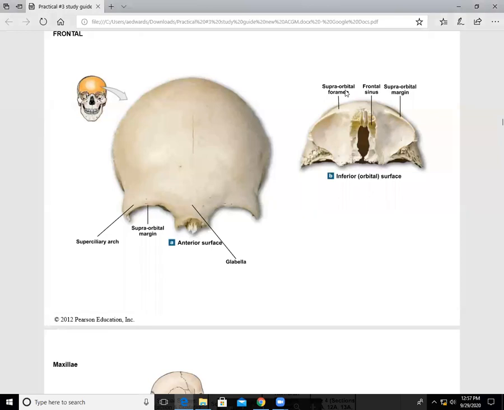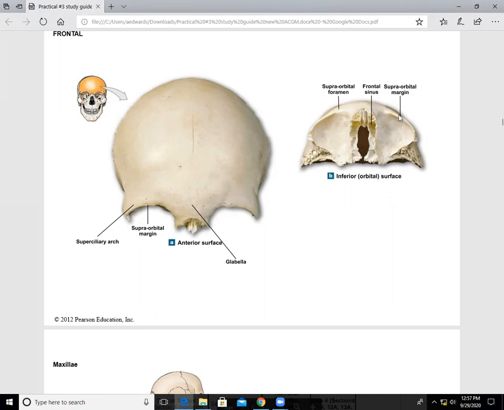All right, so let's look at the frontal bone. Again, it's another view of the glabella here between the eyebrows. You've got your superciliary arch going above and your supraorbital margin below. And here's the foramen, that little hole above the eye. It's the frontal sinus. Okay, you've got spaces. That's what you get when you have allergies, they can get clogged up.